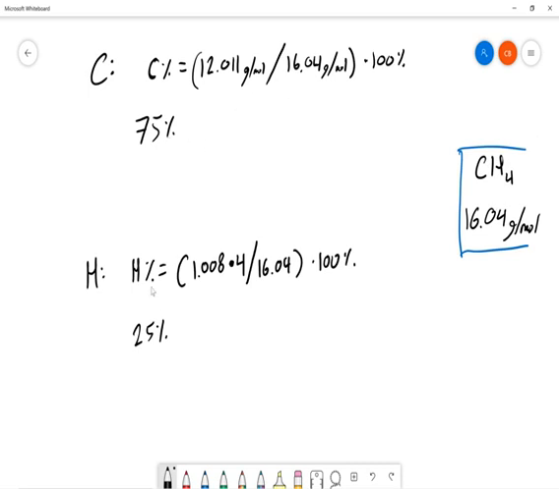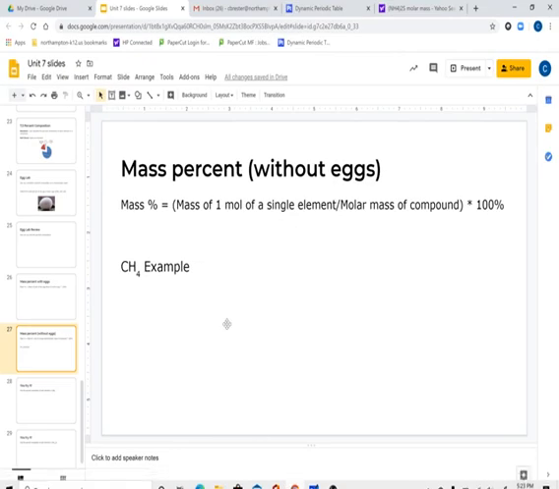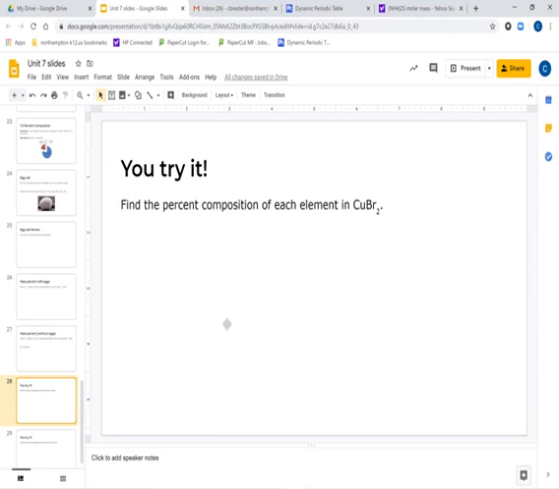So these should be pretty close to 100% when you add them up, right? Because nothing in the compound should disappear. So you can always check yourself by making sure everything adds up to 100%. I have 2 more examples for you.